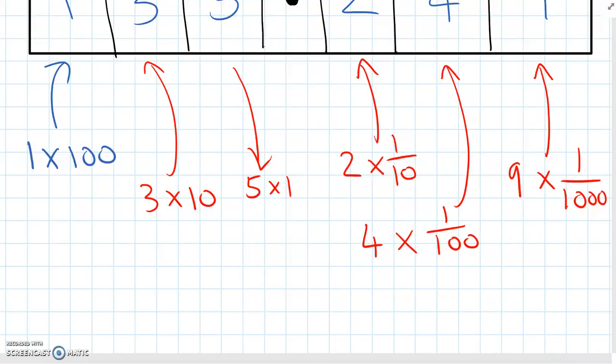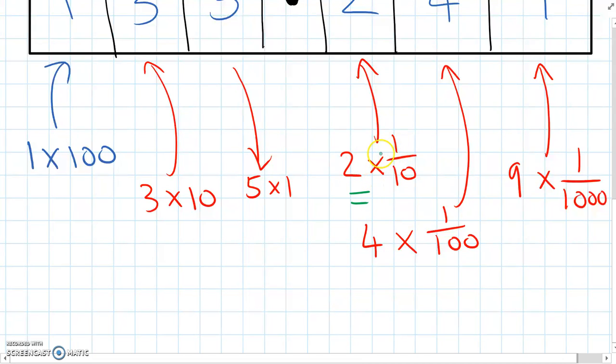Another way we can write these fractions is to actually multiply the numbers together. So 2 lots of 1/10 is the same as 2 tenths. 4 lots of 1/100th is 4 hundredths, and 9 lots of 1/1,000th is 9 thousandths.